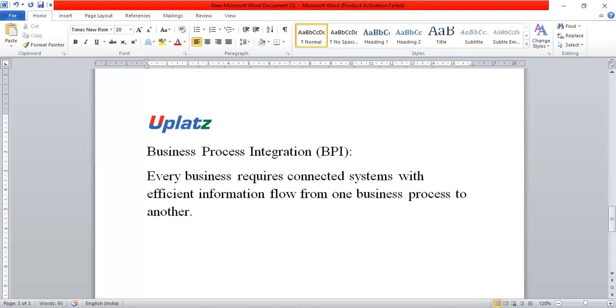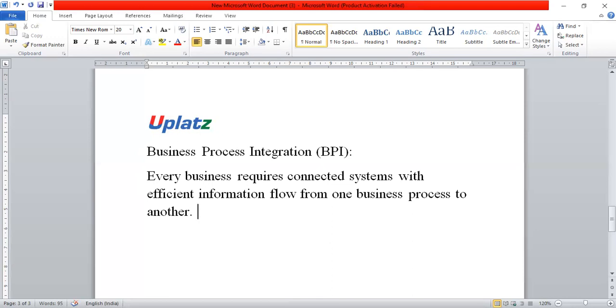So every business must have connected systems. What does connected systems mean? That is nothing but integration. So every business requires connected systems. All those departments, all those functional areas must be connected with each other. Then only the information will flow freely from one department to another department.